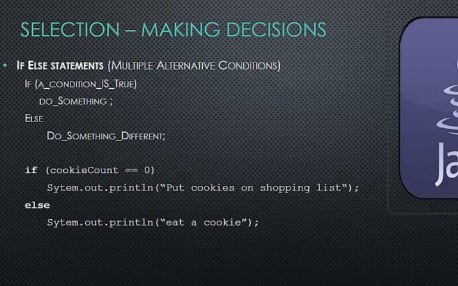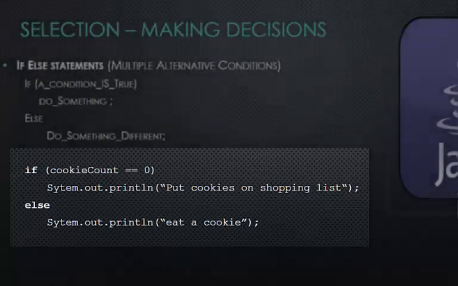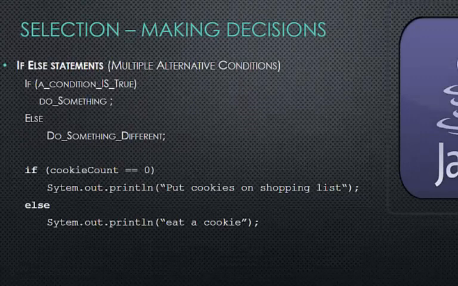Here is the if-else statement. This is when we have alternatives. If a condition is true, do something. Else, do something different. If the cookie count equals 0, put cookies on the shopping list. Else, eat a cookie.